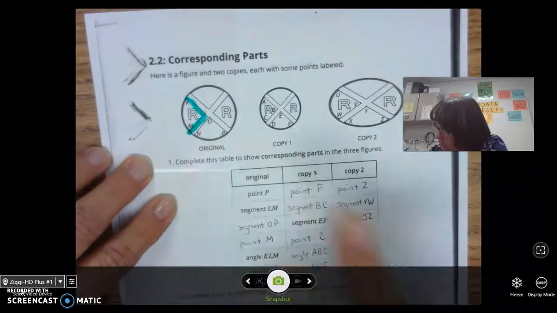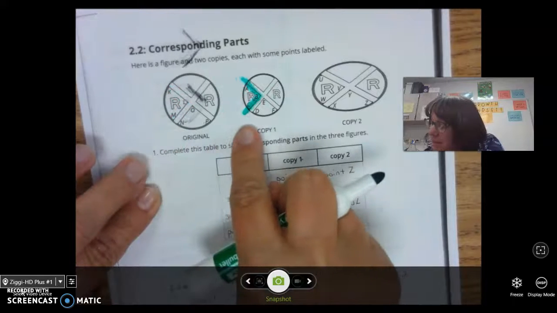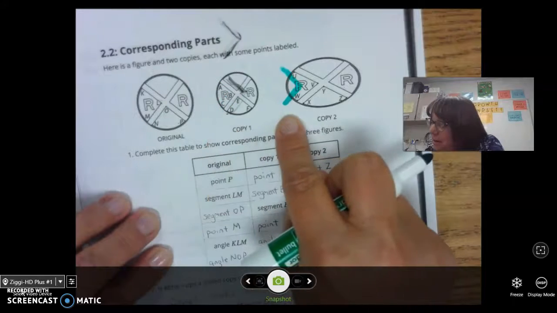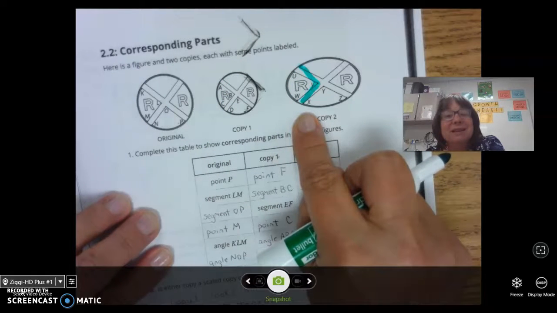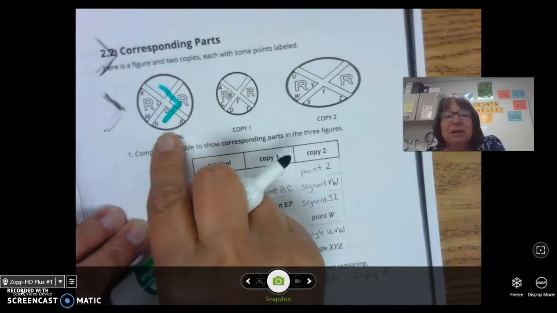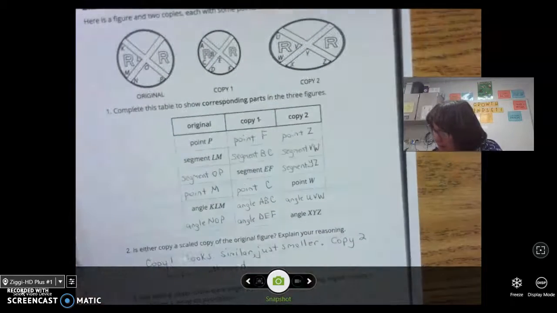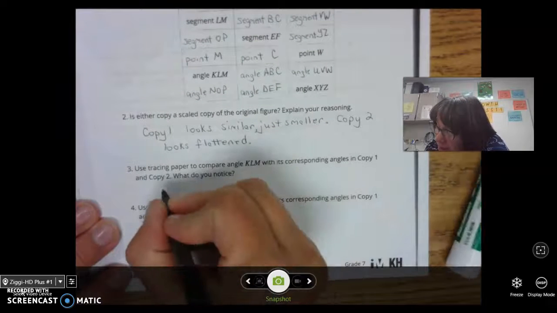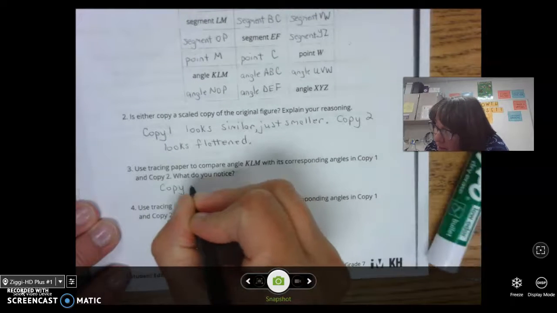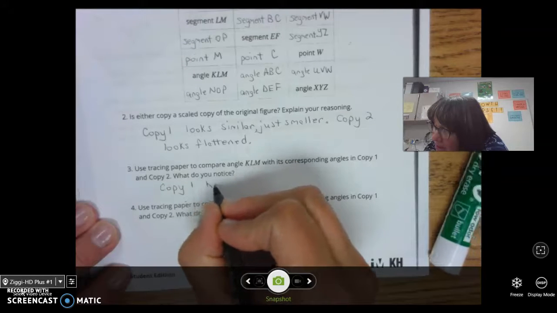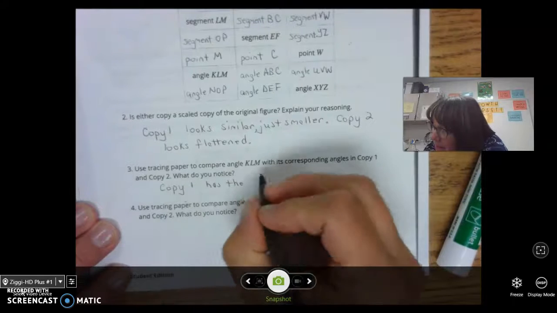Now I'm going to move it over and see if it looks the same as ABC. It does. It kind of matches up on those lines. If I put it over here, is it the same? No, it's not. So that leads me to believe that maybe copy 1 is a scaled copy because its angles are the same. So what did you notice? You need to write what we saw. Copy 1 has the same angle measure.